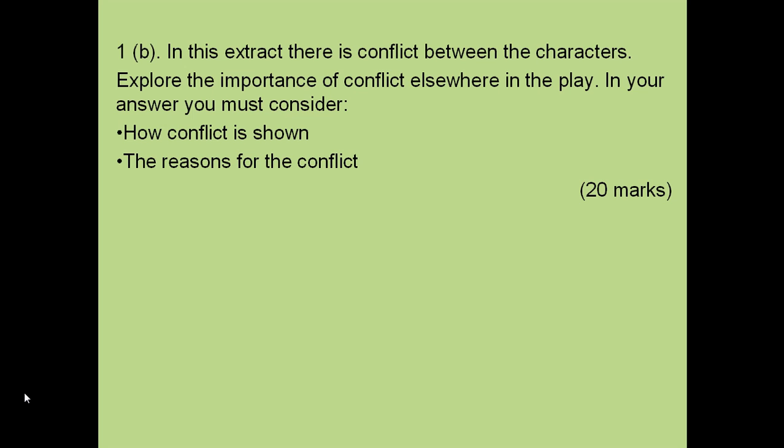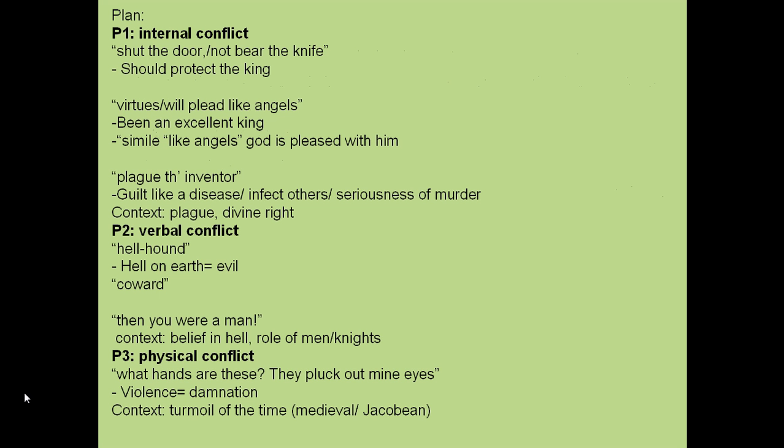In this extract, there is conflict between the characters. So obviously it's a reflection of question 1A, which is an extract based on conflict. Explore the importance of conflict elsewhere in the play. In your answer, you must consider how conflict is shown and the reasons for conflict. So I've read it carefully, I've underlined the key parts, I've decided to use the whole play, and this is my plan. So you can see I've got my 3 points highlighted, I've got my evidence noted down.